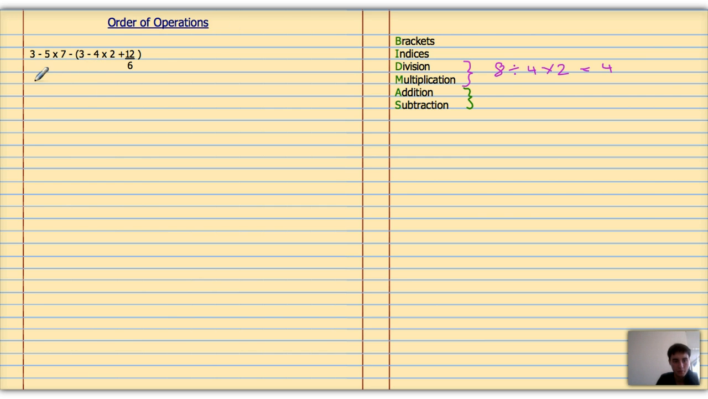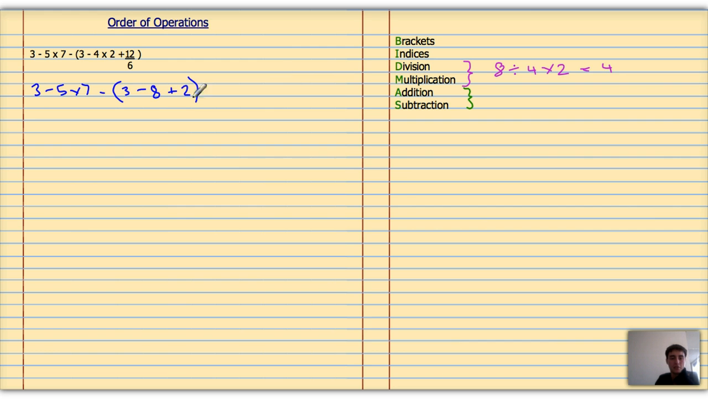So on the next line, I'm going to do that multiplication and division to give 3 minus 5 times 7. These are unchanged. Minus, let's do the bracket. So 3 stays unchanged. Then we've got minus 4 times 2, so that's minus 8. And then plus 12 over 6, well that's plus 2. Okay, great.